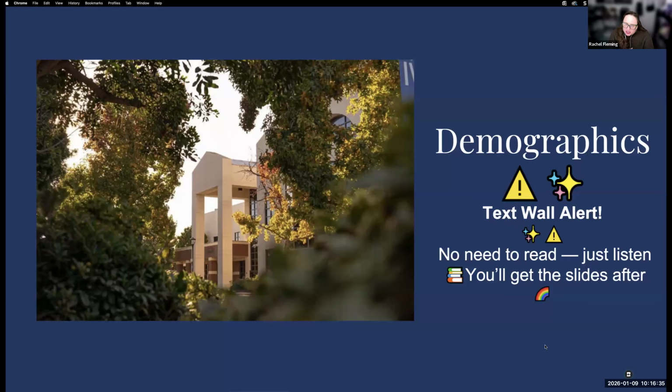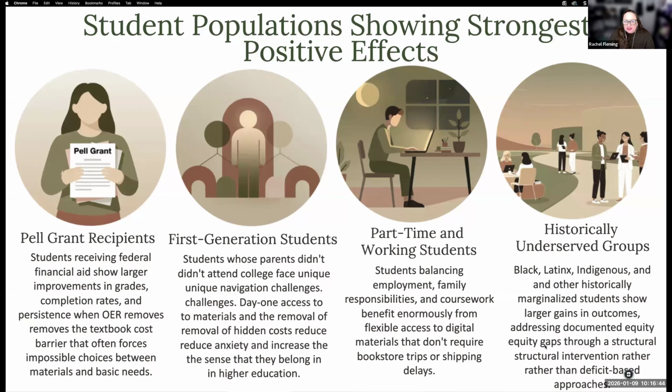So let's talk a little bit about demographics. And again, this next slide is massive and overwhelming, so please do not feel obligated to read it. The student populations that have the strongest positive effects due to OER or ZTC implementation are Pell Grant recipients, first-generation students, part-time and working students, and historically underserved students. And the College of the Canyons ran a really beautiful study, and they found that Black, Latinx, and Indigenous students actually did way better in student success and completion in specifically OER and ZTC courses. So this has been an ongoing thing. These are the 4 main groups of students that do much better when you have ZTC and OER courses.